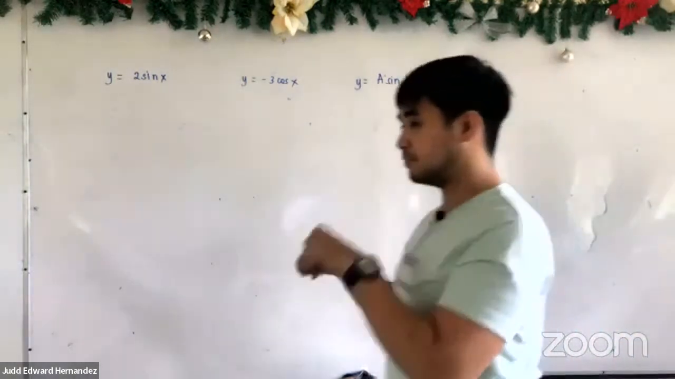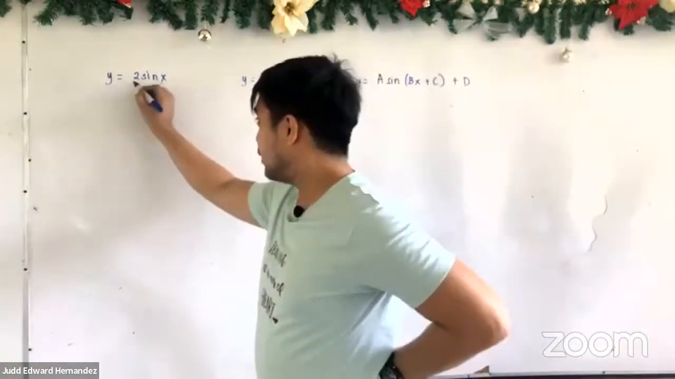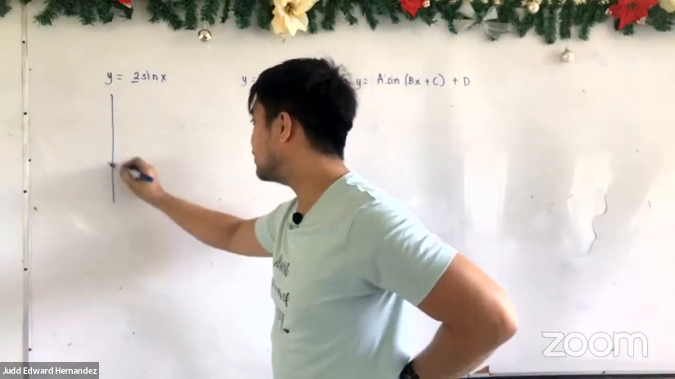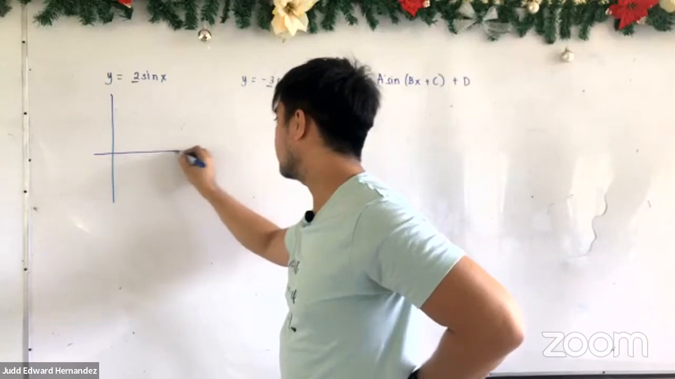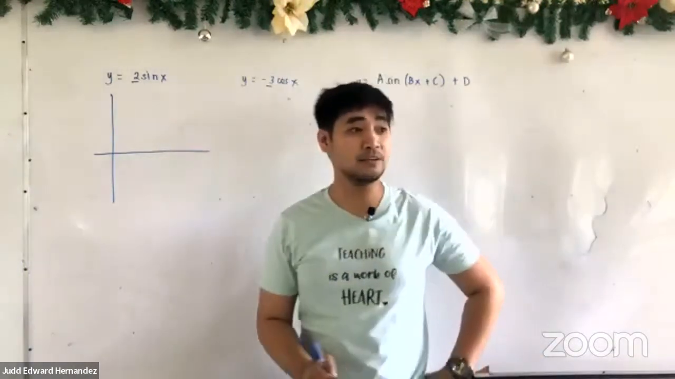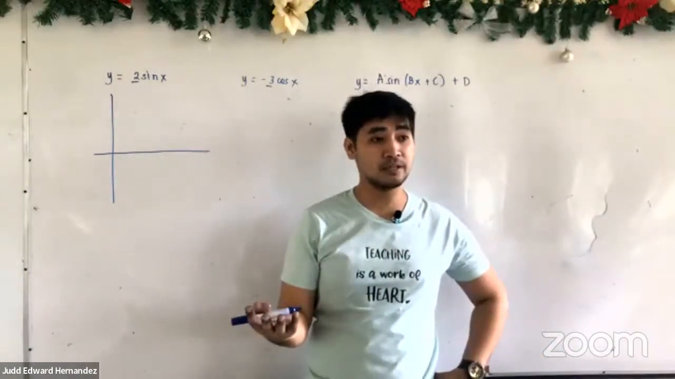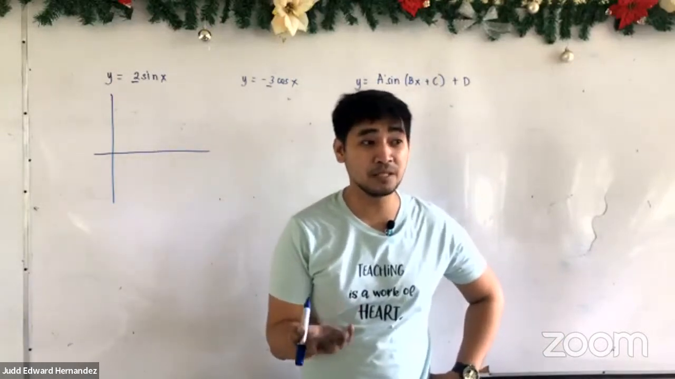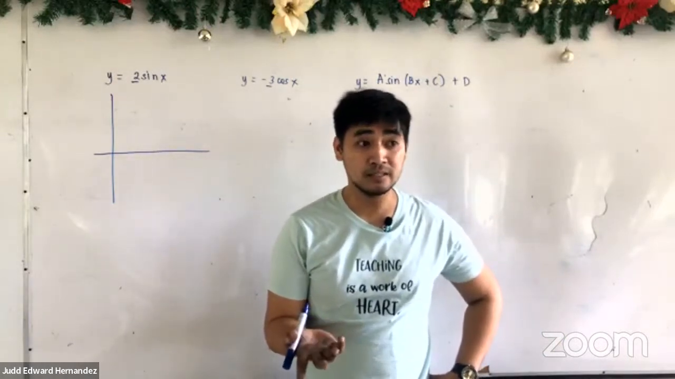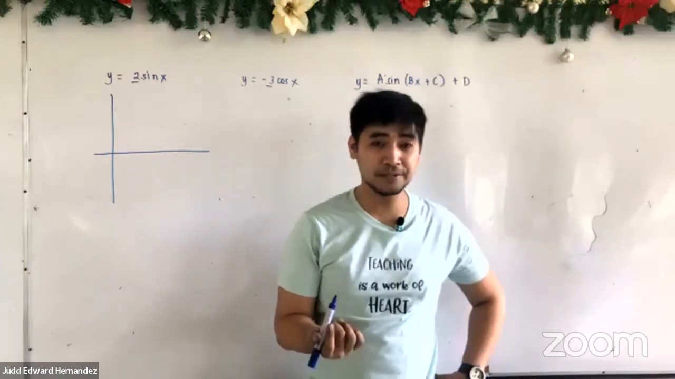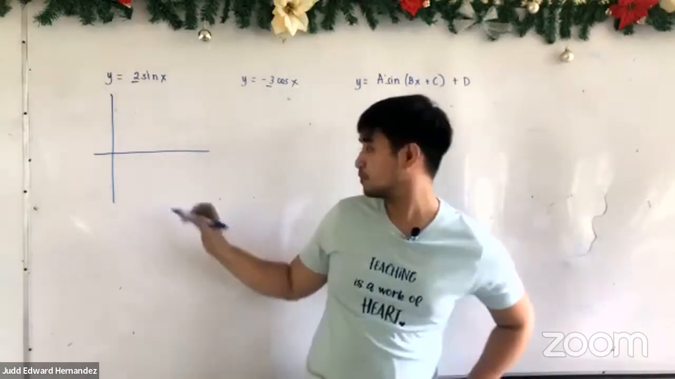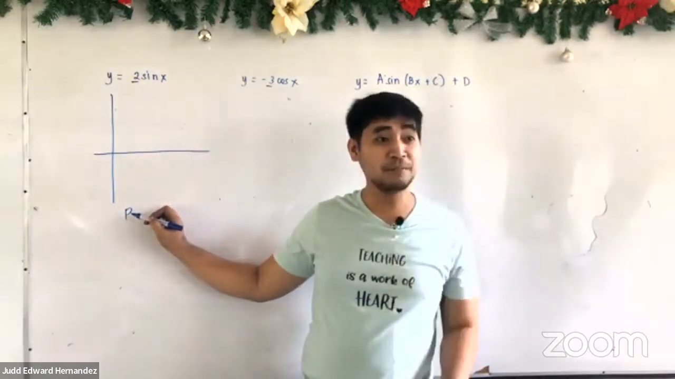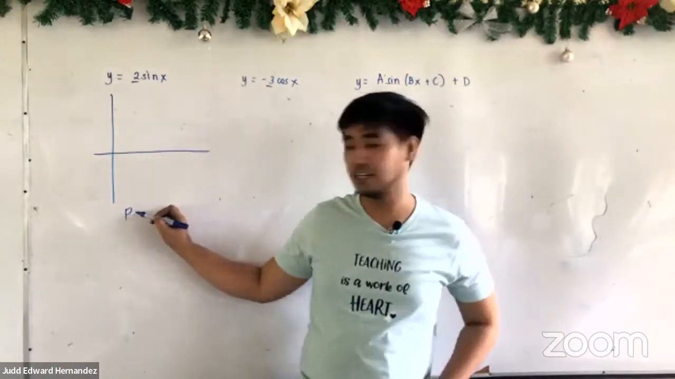Okay, let's try to... Ano ibig sabihin po ng mga numbers sa una? Okay? Ano po ba ibig sabihin ng mga yun? Ibig sabihin, yun yung magiging what? Amplitude po. And also it becomes what? It becomes R. Range po. It becomes our range.